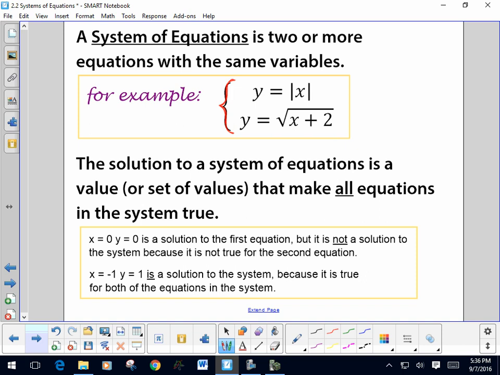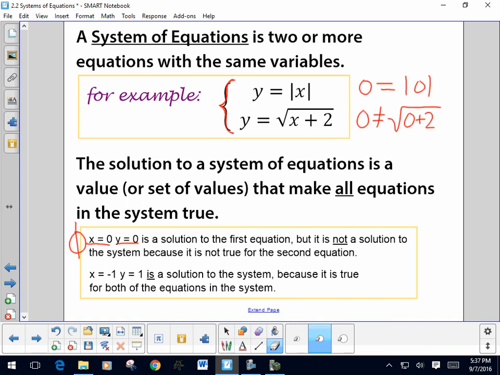So below I have an example and a counterexample. The first one, if x equals 0, y equals 0, that is a solution to the first equation. 0 is equal to the absolute value of 0, but it doesn't work for the second equation. 0 is not equal to the square root of 0 plus 2. So 0, 0 is not a solution to the system because it only works in one of the equations. The other equation it's not true for.